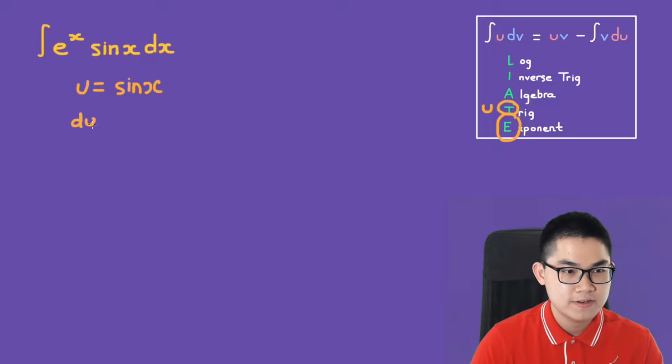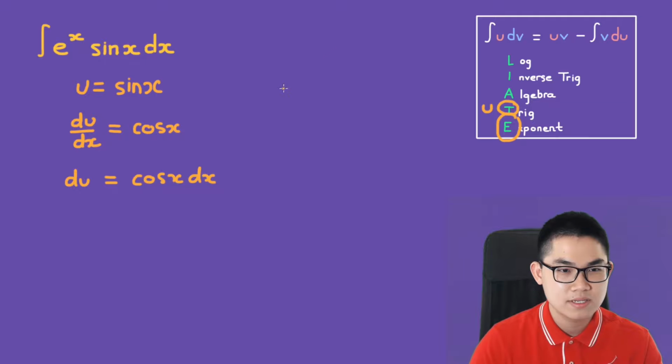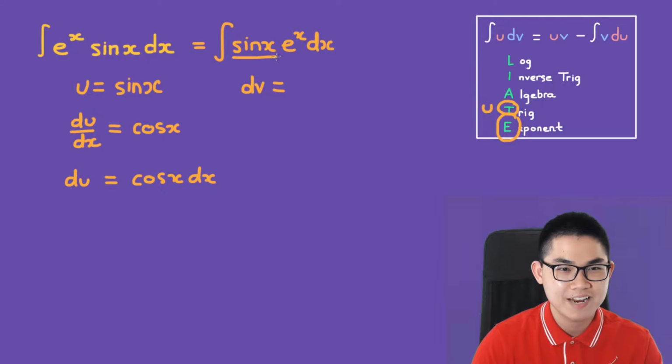And the derivative, du over dx, is going to be what? So the derivative of sine of x is cosine of x. So du is equal to cosine of x dx. And how about the dv? So dv is going to be equal to e to the power of x and also dx, right? Because this is the same as saying sine of x, e to the power of x, dx. So we chose sine of x to be u, so the rest will be dv, according to our formula here. So dv will be equal to e to the power of x times dx.